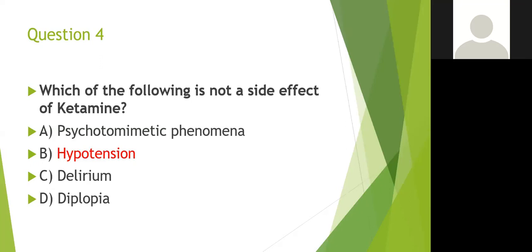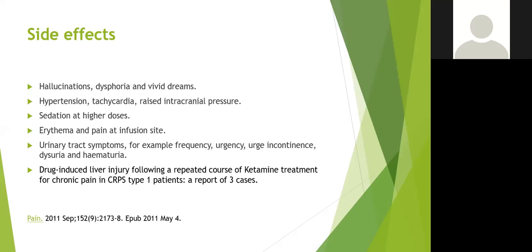Next slide. Side effects of ketamine: you've got hallucinations, dysphoria, vivid dreams, that's psychomimetic symptoms. You get hypertension, tachycardia, and raised intracranial pressure. You get sedation at higher doses, and eczema and pain at the infusion site if you're using subcut ketamine. If you get the psychomimetic symptoms, it's always advisable to start haloperidol along with ketamine at a low dose, 0.5 milligram. Sometimes you have to use benzodiazepines also to help with the symptoms.